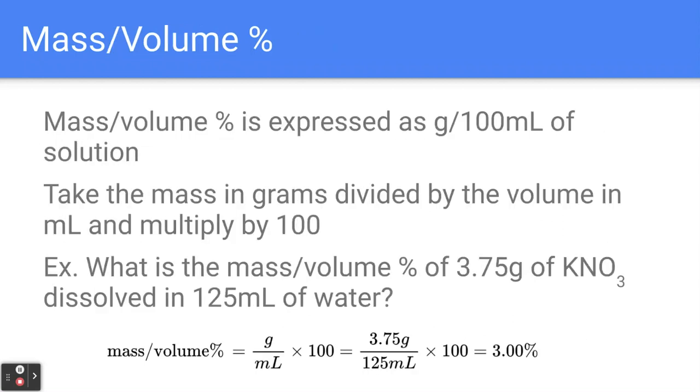Now, mass per volume percent is a little bit different. In this one, we have to take the mass in grams and divide it by the volume in milliliters and times it by 100. So you have to make sure that your mass is in grams and that your volume is in milliliters. If they aren't in those units, you got to do a little bit of unit conversion to get them there. But this one, there's no adding anything because mass and volume are two different things. So you can take them for what they're worth in this problem. So what is the mass per volume percent of 3.75 grams of potassium nitrate dissolved in 125 milliliters of water? Well, we're going to take the 3.75 divided by 125, multiply it by 100, and we get 3%.